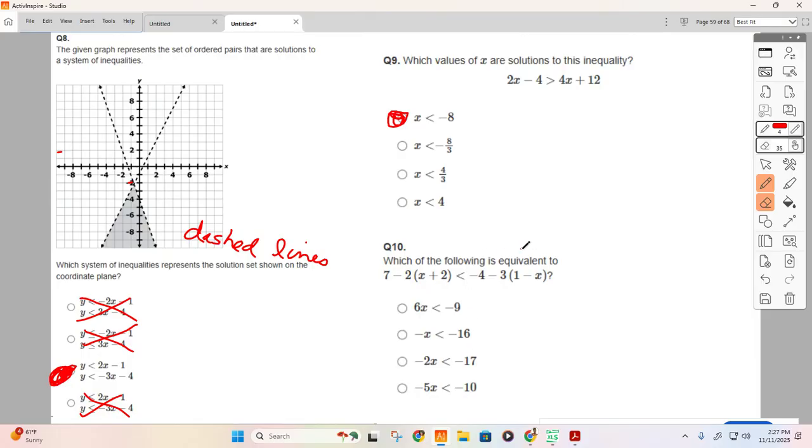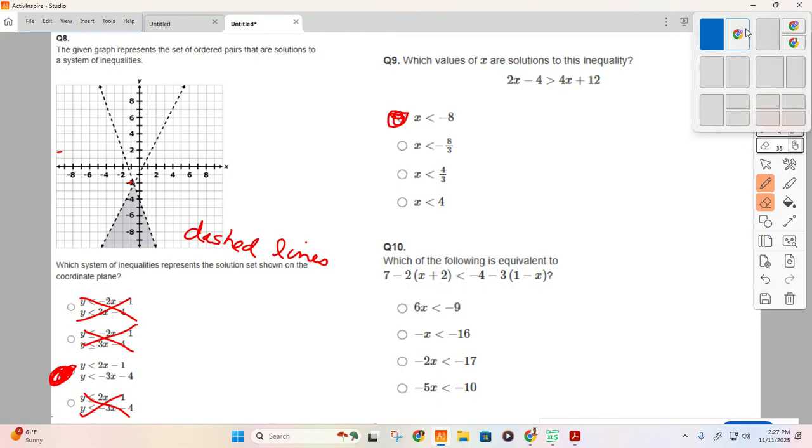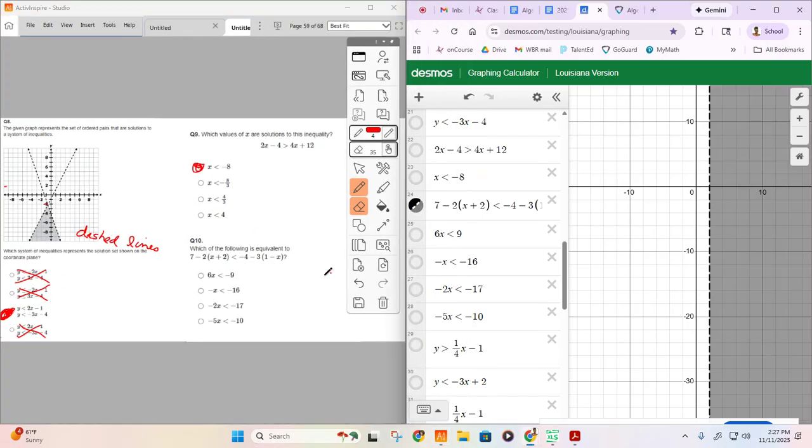In number 10, I'm going to do this same exact thing. I'm typing the question exactly as I see it, and I want to try my options. I try option A. Option A is not the same. I try option B. That is not the same. I try option C. It is still not the same. But when I try option D, I get the exact same graph, so that is the correct answer.